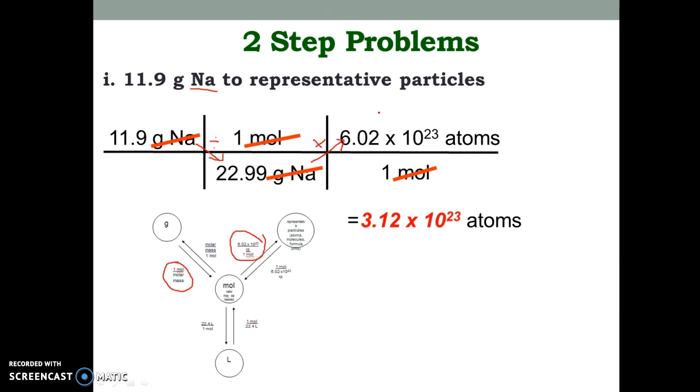times 10 to the 23rd atoms. So take a second and make sure you can plug that in your calculator. You know how to do it. If not, ask somebody around you, and hopefully they can help you with solving these problems. All right.